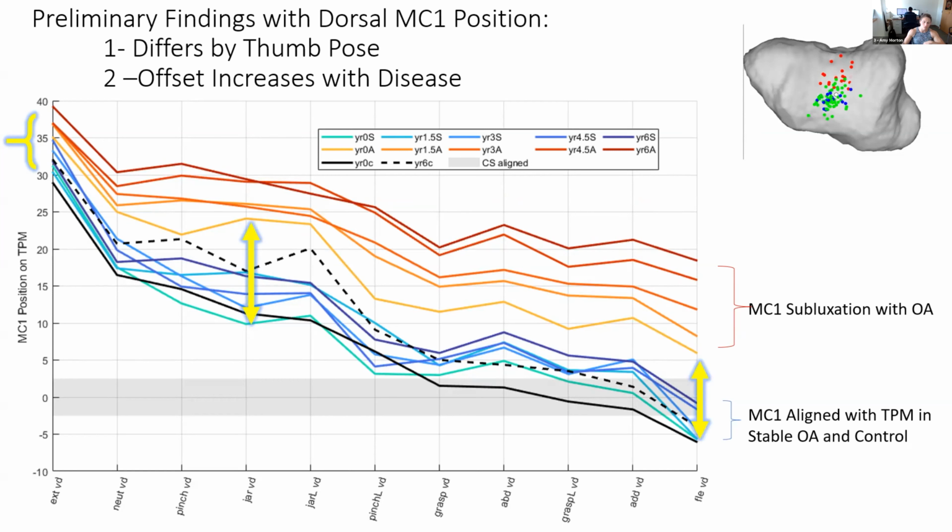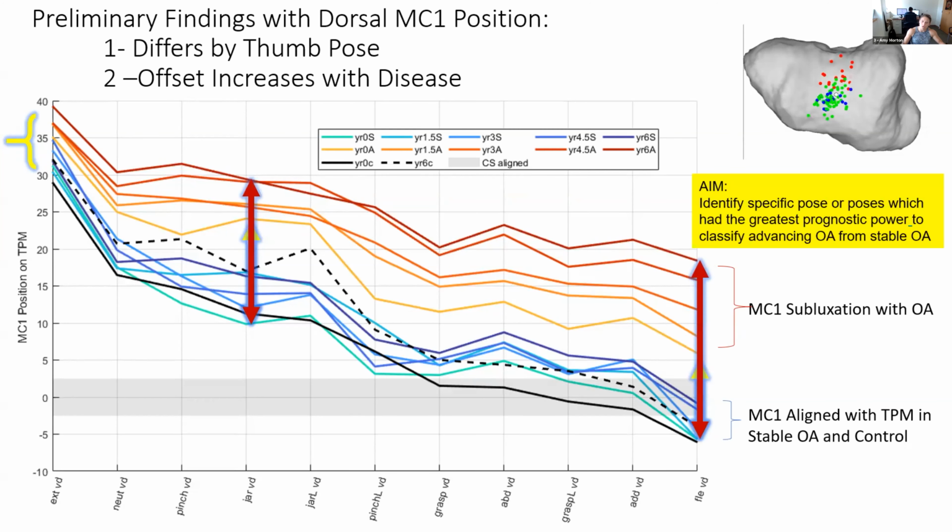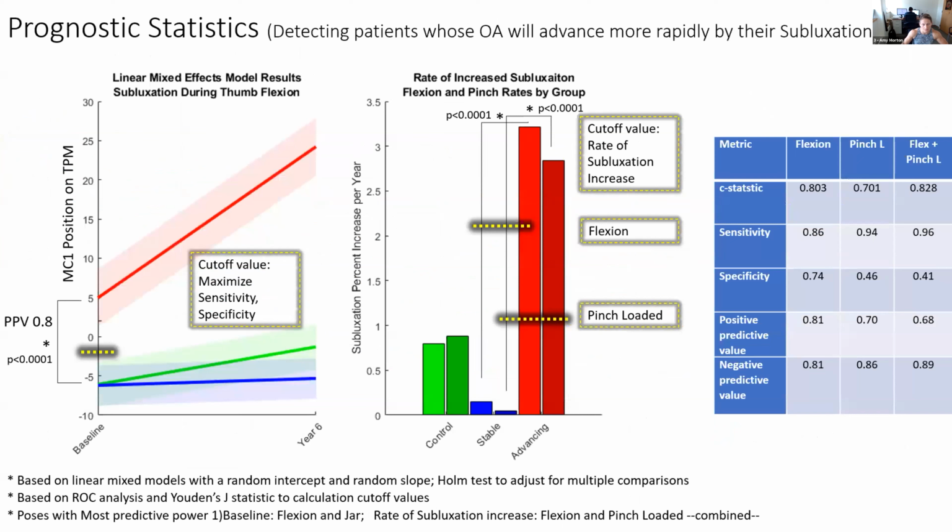The differential of the metacarpal offset in control or healthy to those with disease is an indication of subluxation, and that subluxation was increased with disease and time. So our statistical aim was to identify poses or combination of poses that had the greatest differential ability or prognostic ability to detect patients who would be stable versus advancing.